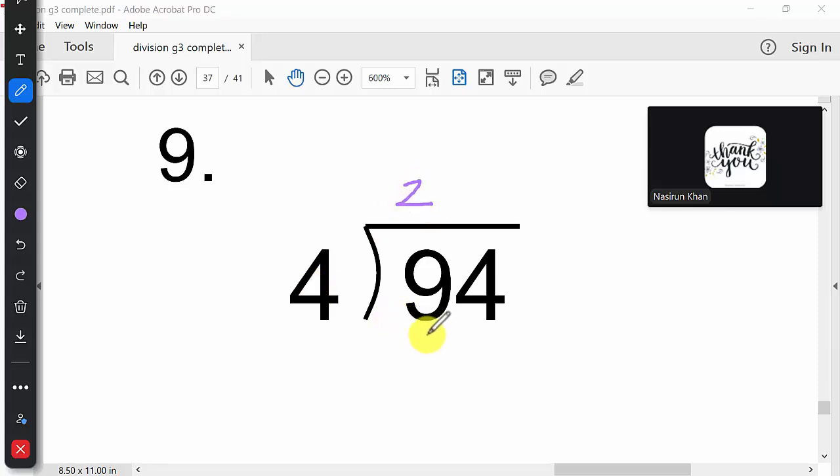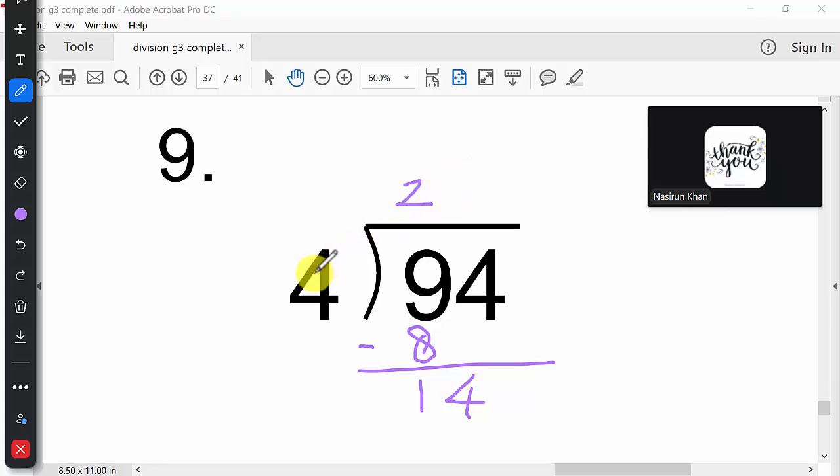2 times 4 equals 8, and then we subtract this number. 9 minus 8 equals 1. Okay, we still have this number, so we drop number 4. We use number 4. 14 divided by 4 equals 4 times 3, right?